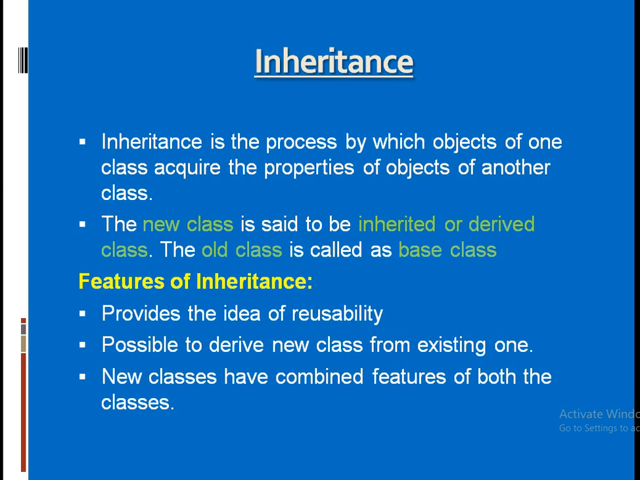Our next concept is inheritance. Inheritance is the process by which objects of one class acquire the properties of objects of another class. That is, the new class is said to be the inherited or derived class. The old class is called the base class. The main features of inheritance are that it provides code reusability, it is possible to derive new classes from an existing one, and new classes can have combined features of both the classes.